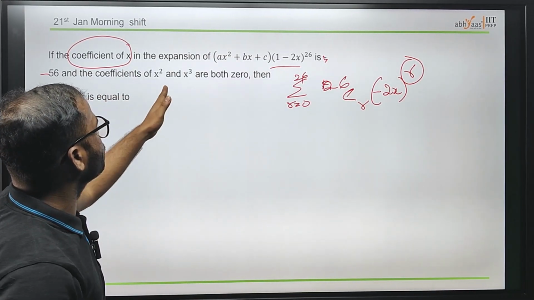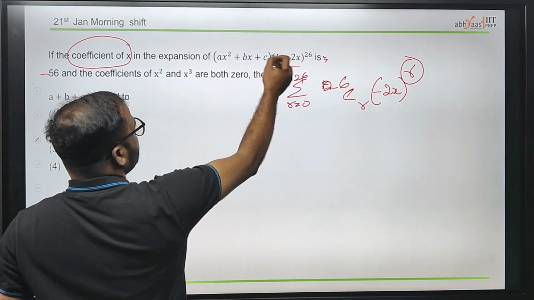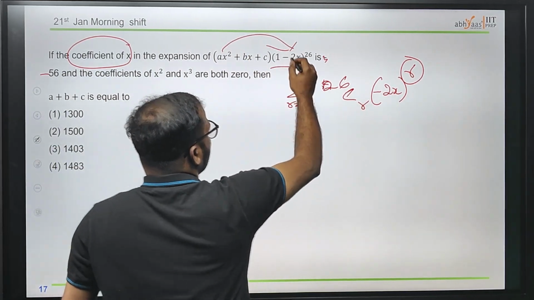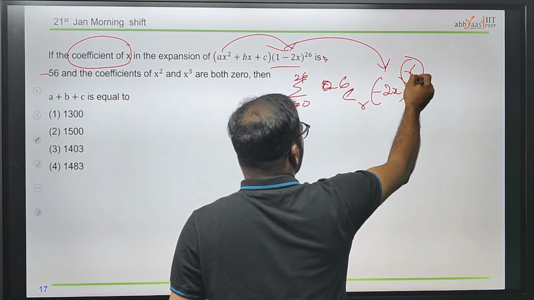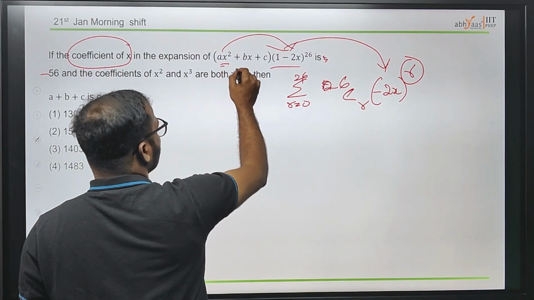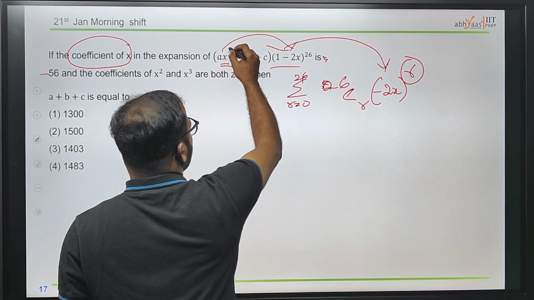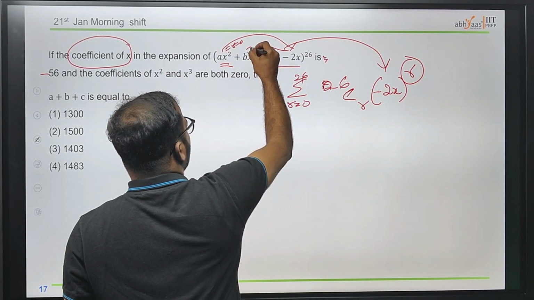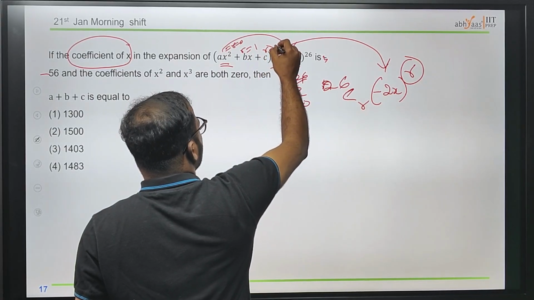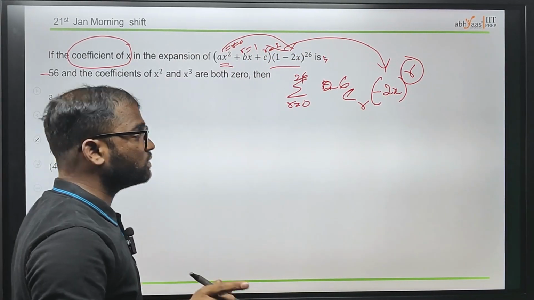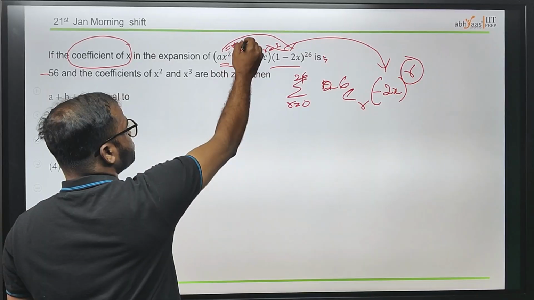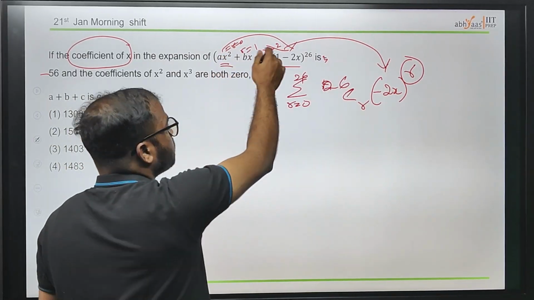To find the x square and x cube coefficients, just multiply here. R must be 0 to find the x cube from this one, and for x square, R must be 0, 1 and 2. Similarly for x cube, R must be 1, 2 and 3.